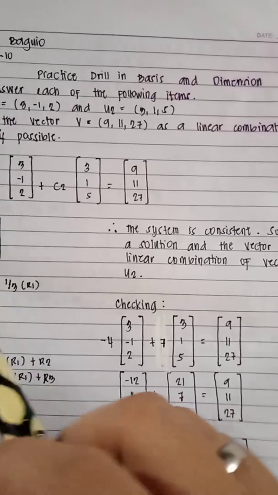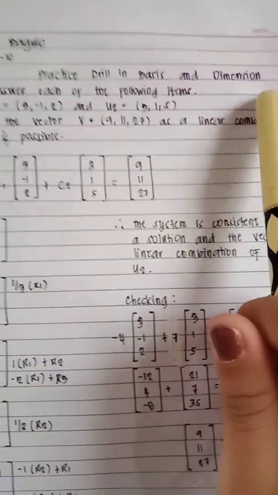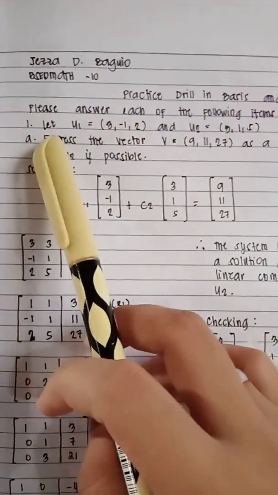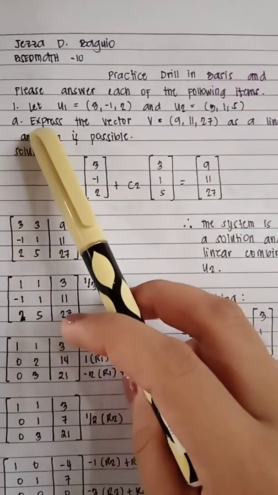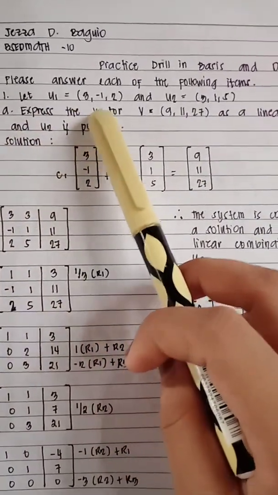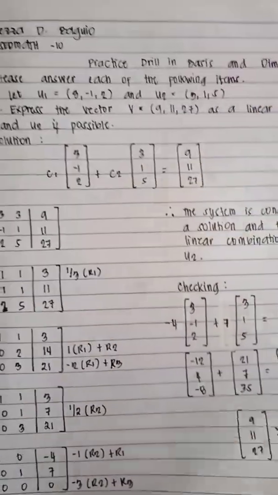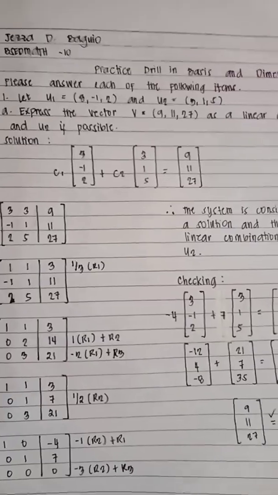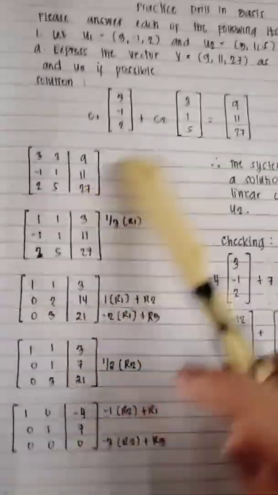For today's video, I'm going to discuss my answer in practice drill in bases and dimension. The instruction is, please answer each of the following items. In number 1, let u sub 1 equals 3, negative 1, 2, and u sub 2 equals 3, 1, 5. Letter A: Express the vector v equals 9, 11, 27 as a linear combination of u sub 1 and u sub 2 if possible. So here is my solution.